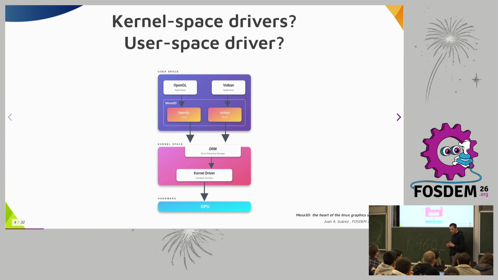Also, handling the OpenGL API is quite different from handling the Vulkan API, so you have two different drivers that basically share the same code because in the end it's the same hardware. This is a Raspberry Pi 4, for instance, but they are separated.